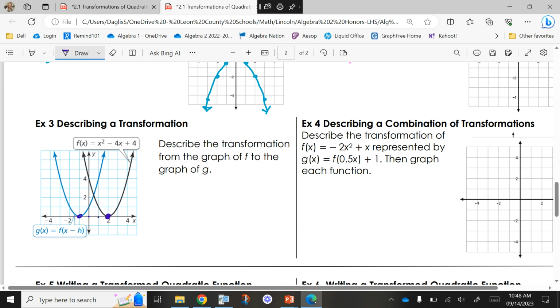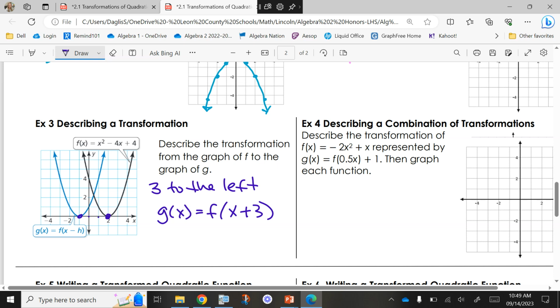What is it? 3 to the left. So g of x equals f of x plus 3. I do have the function of f. It's not asking me to do anything with it yet. We will. Baby steps. Okay, one more with a graph. Okay. In example 4, they give me the starting function, which is not x squared anymore.